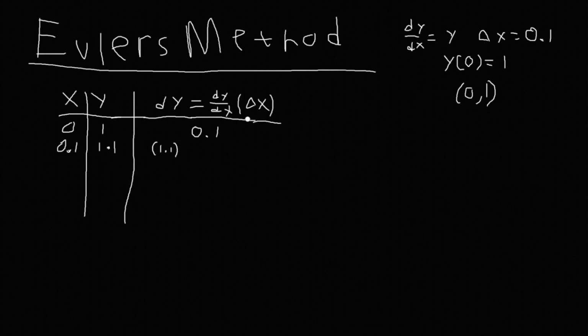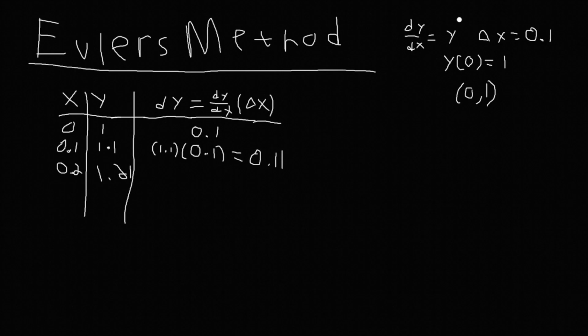1.1 times our delta x, which is 0.1, is equal to 0.11. We're going to add delta x to our x. And now we add these numbers together to get our new y. So that's 1.1 plus 0.11, and that is 1.21.